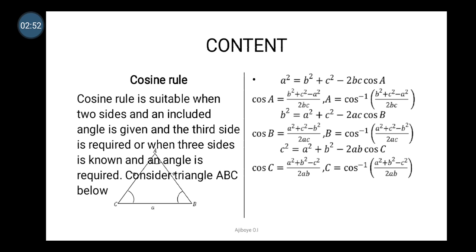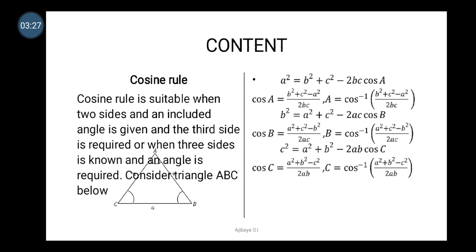Again, I'll say it. When two sides are given and an included angle, which is the angle between the two given sides, is also given, and you are required to find the third side, then you apply the cosine rule. On the other hand, if the three sides of a triangle are known and you are required to find the angles, you can as well apply the cosine rule.